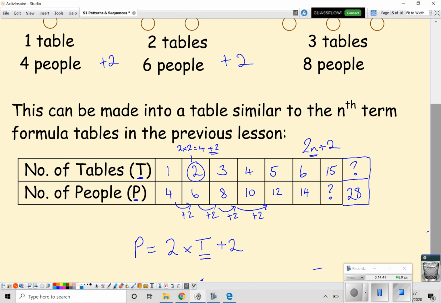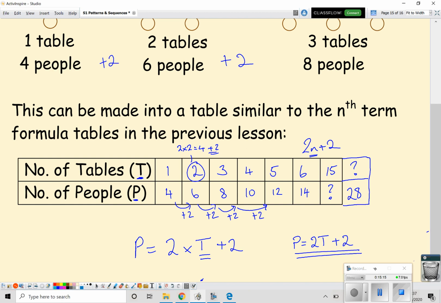So a tidier way of writing that is P equals 2T plus 2. In fact, I shouldn't really use lowercase, and that goes for any of you guys as well. Try and stick to the right case. So if it's capital T, use that. P equals 2T plus 2. And that's our formula for this sequence.